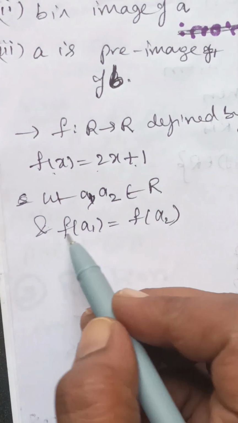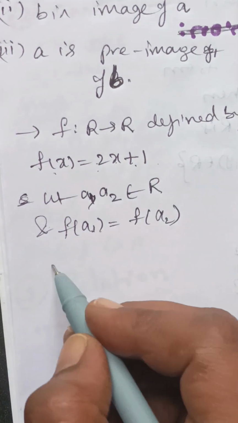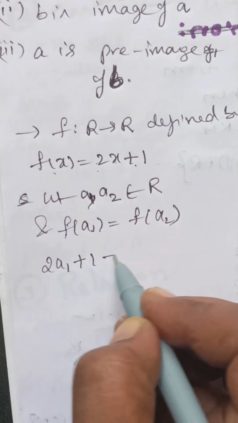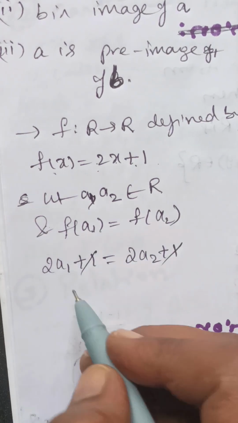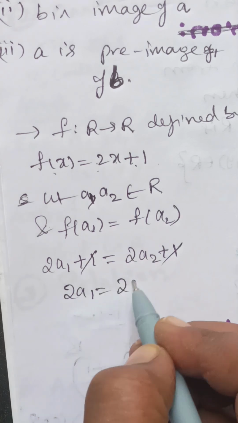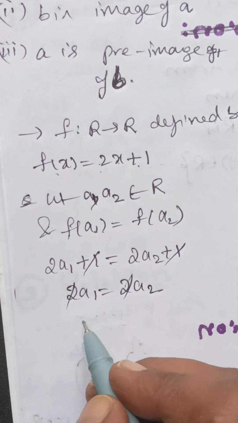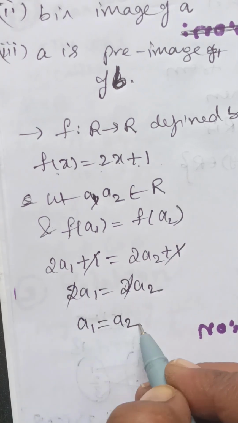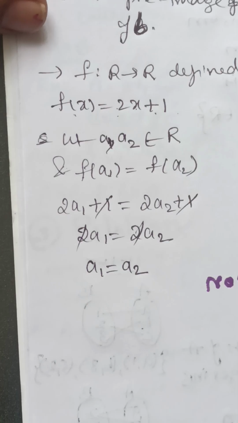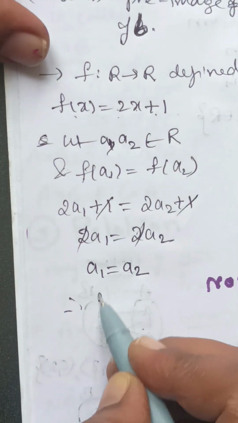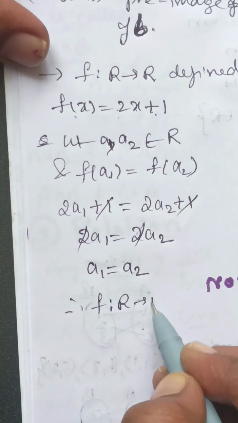Then f of a1 is 2a1 plus 1. So 2a1 plus 1 equal to 2a2 plus 1. Both sides cancel 1. So 2a1 equal to 2a2. Both sides cancel 2. Then a1 equal to a2. So by the definition it is 1-1. Therefore f is 1-1.